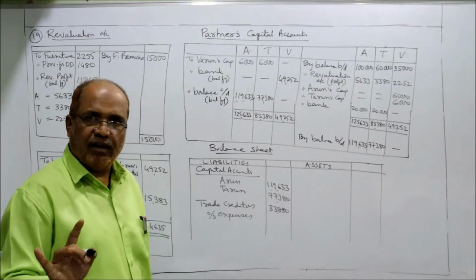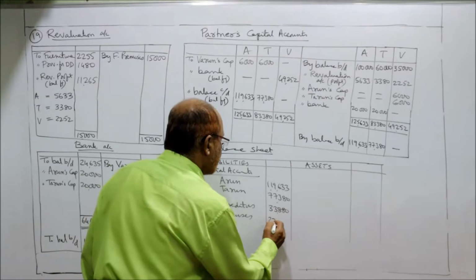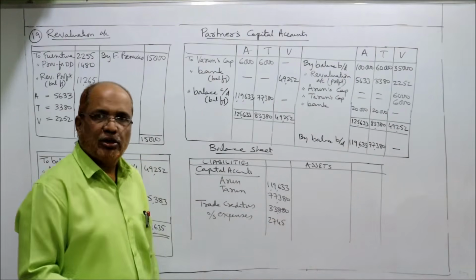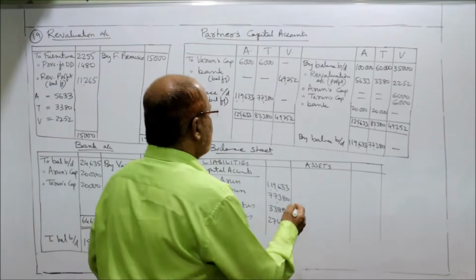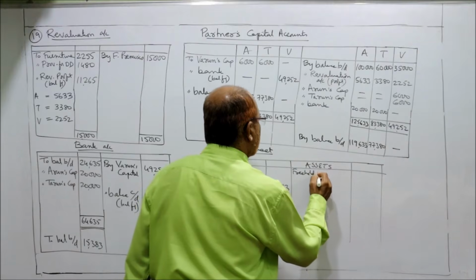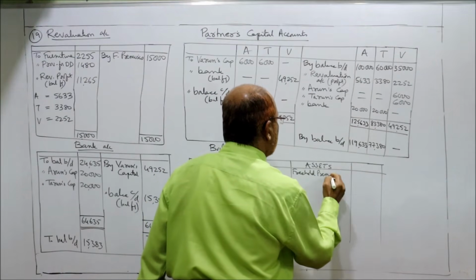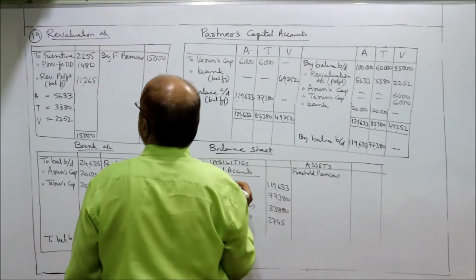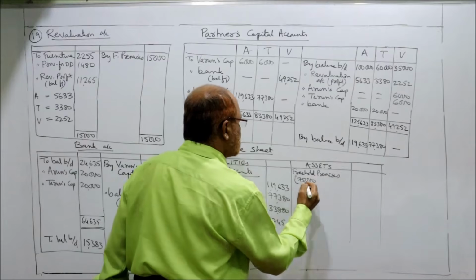What it was before is the same, no change. Outstanding expenses 2745. There is no change. Now we'll come to the asset side. Asset side, it is given freehold premises 75,000. Freehold premises, it is 75,000 before adjustment, 75,000 in the last balance sheet.